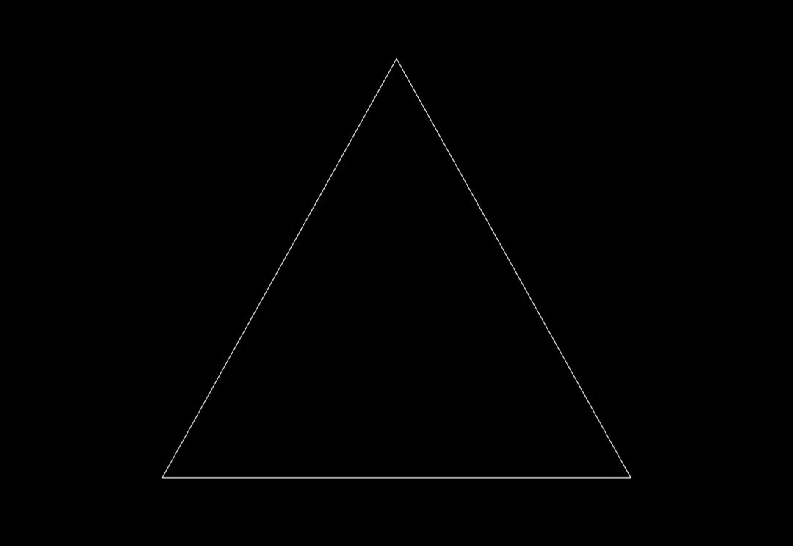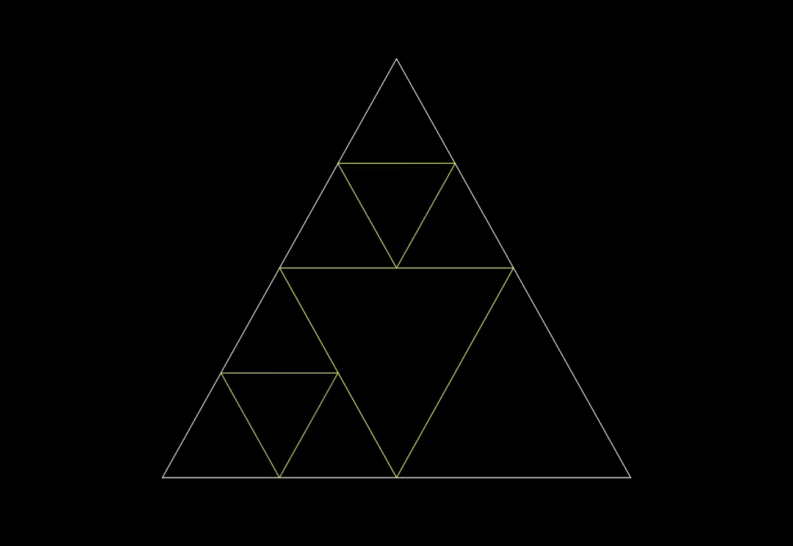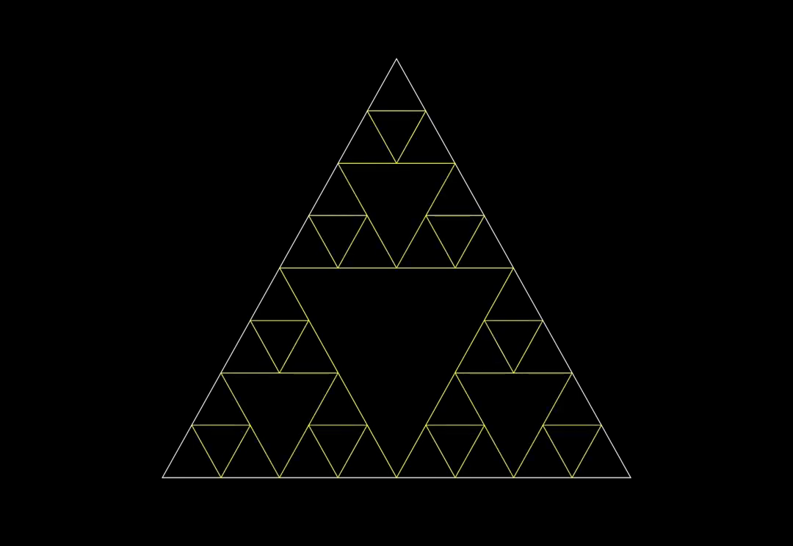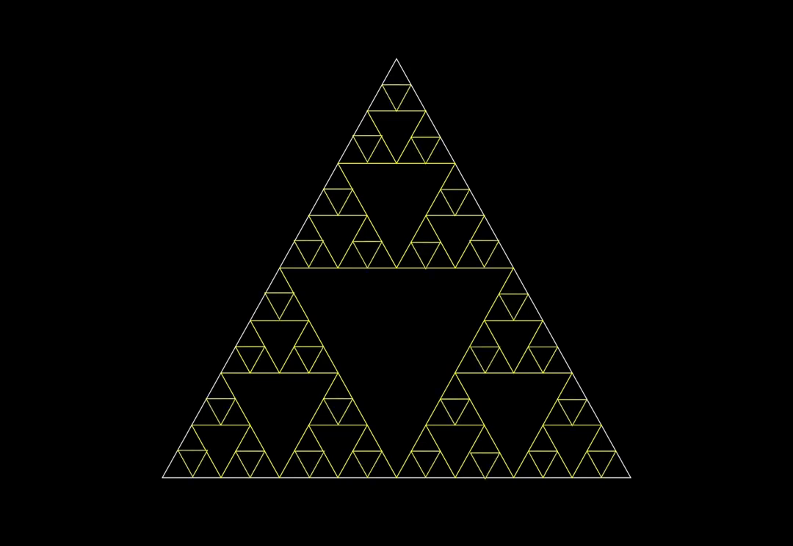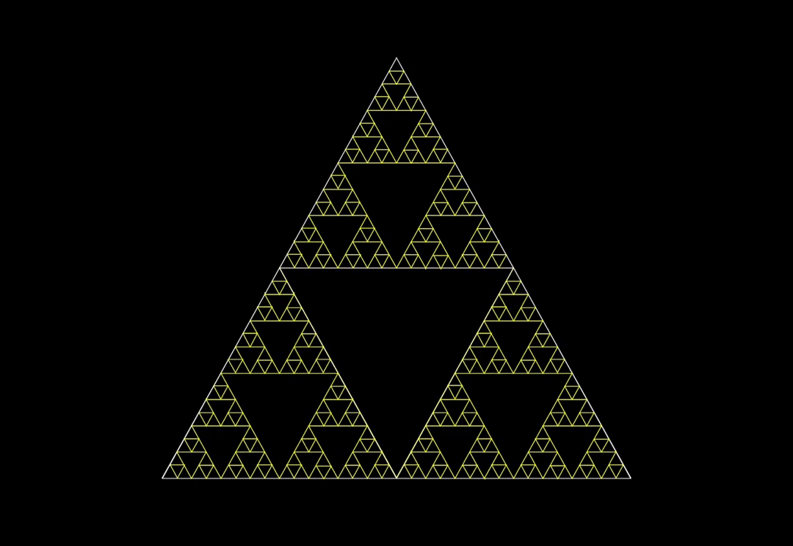There are traditionally two ways to do this. The traditional method is quite simple. We take an equilateral triangle like so. We drop the center of the triangle, and do the same for the smaller triangles. If we repeat this process infinitely many times, we will eventually end up with a Sierpinski's triangle.